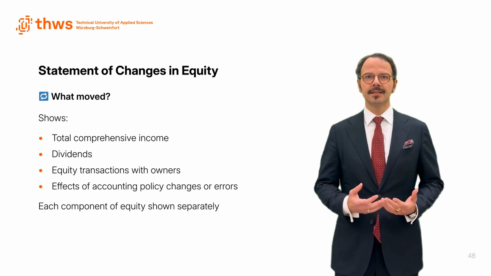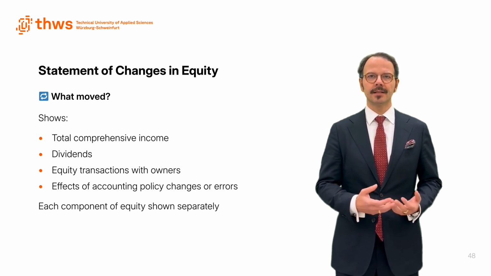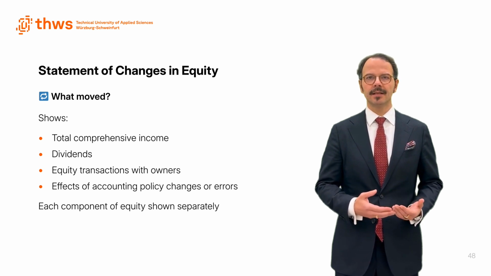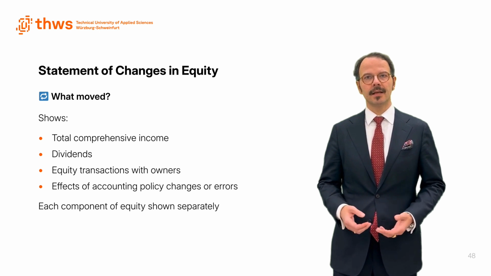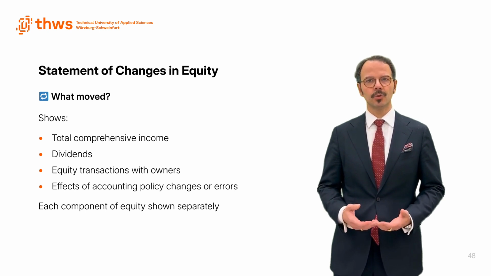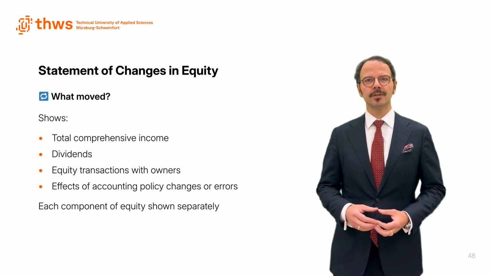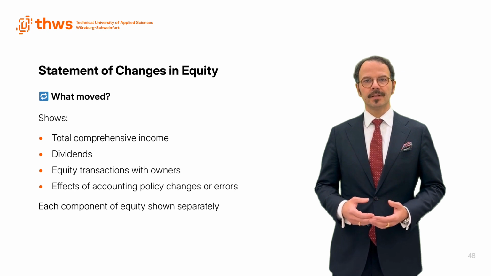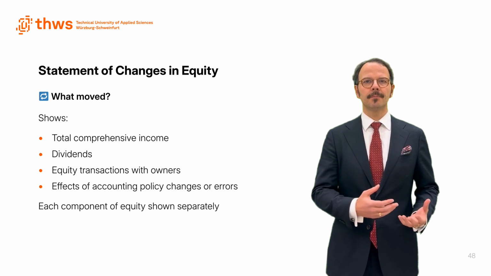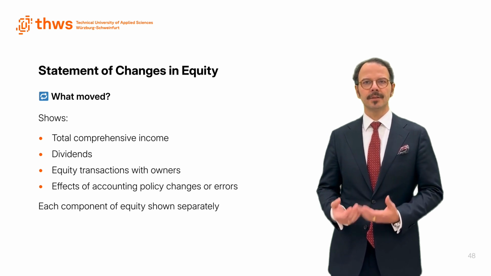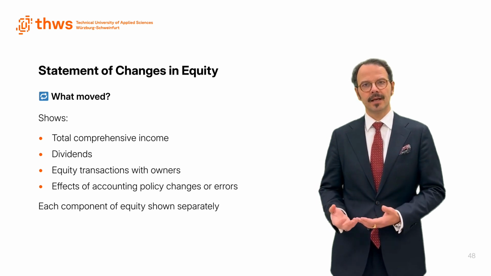This statement is like the company's equity diary. It tracks everything that changed during the year. It includes total comprehensive income, dividends, equity contributions and withdrawals, and adjustments from policy changes or error corrections. Each component of equity, like retained earnings or revaluation reserves, must be shown separately. This is where investors look to see what happened to their share of the pie.